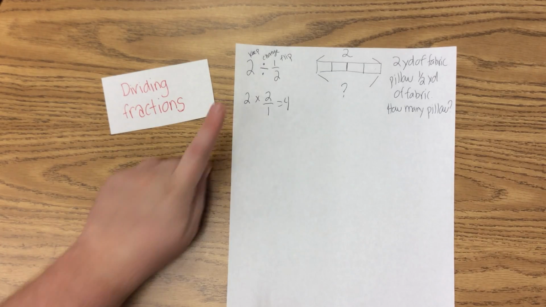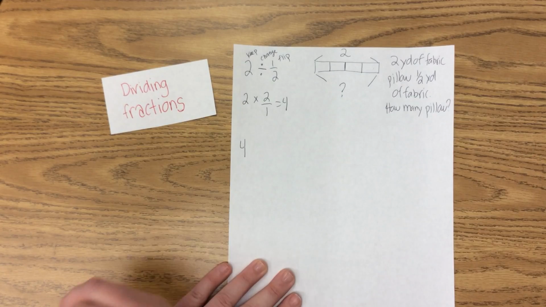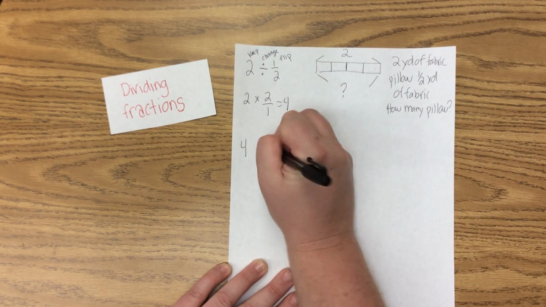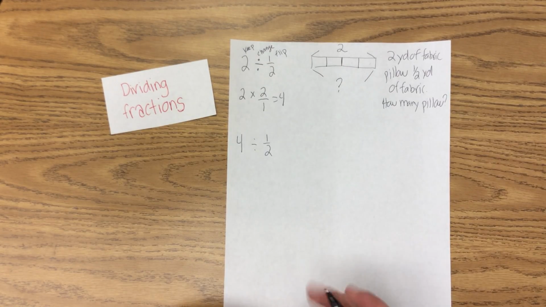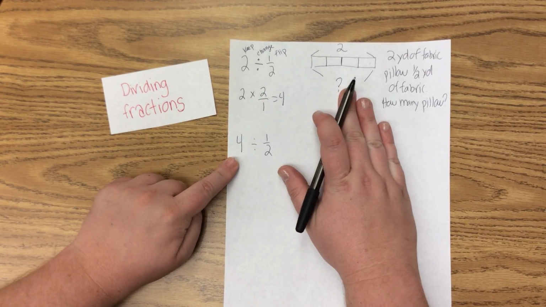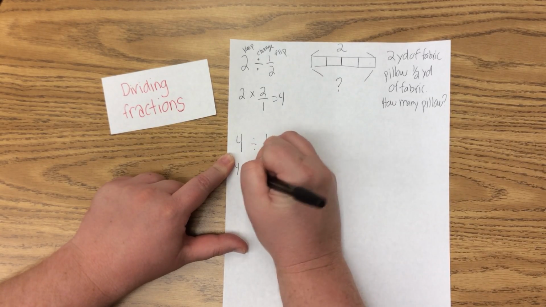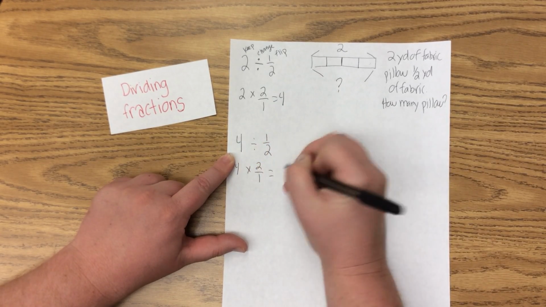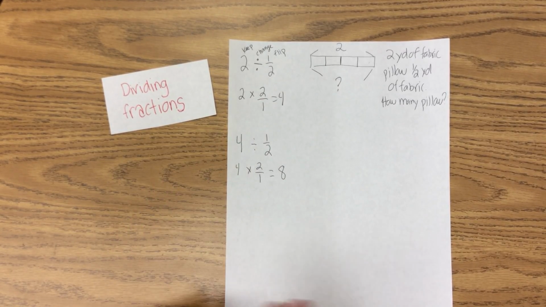Now, that works for whole numbers divided by fractions. So let's say we had the problem changed to 4 yards of fabric, and each pillow can still be made by 1/2 a yard of fabric. How many pillows can we make? We can draw a new tape diagram, or we can do our keep, change, flip, so we get 8, or 8 pillows, right? So keep, change, flip.